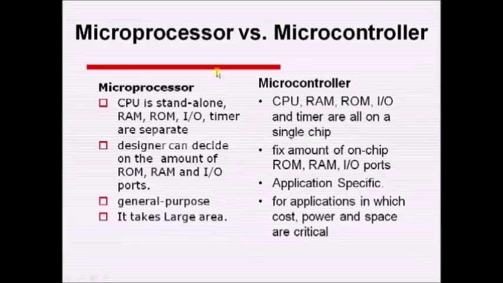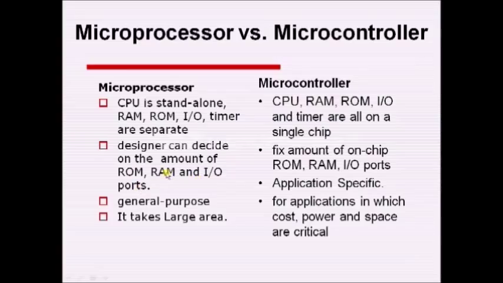Now let us see what is the main difference between a processor and a controller. In a processor, the CPU is standalone, and RAM, ROM, input output, timer are separate. So we have to connect the peripherals externally to the processor, whereas when it comes to a microcontroller, all these peripherals will be inside a single chip. Okay, so the designer can decide on the amount of ROM and RAM and input output ports.